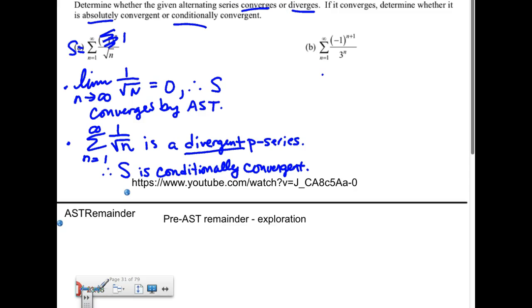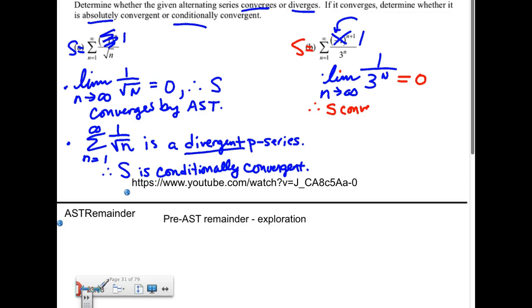All right, so here we go with another one. Alternator, that's a tell. Remove it. Take the limit as n approaches infinity of the rule of sequence in the absence of the alternator. Did I get 0? Whoopsie. Yes, I did. What if I didn't get 0? Well then, it diverges by the nth term test for divergence. All right, this equals 0. So therefore, I can say that S converges by the alternating series test.